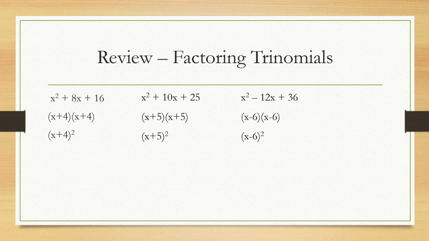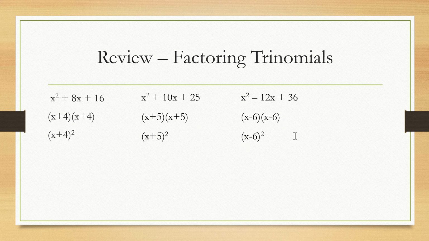Okay, and here's just another quick example. The difference here is that this term is negative. So the 2 numbers that multiply to 36 and add to -12 would have to both be negative, right? So this is going to be x minus 6 times x minus 6, which is x minus 6 squared. So for today, all the trinomials that you're going to see are going to be what's called perfect square trinomials. That means that the 2 factors here are the same. x plus 4, x plus 4, x plus 5, x plus 5, x minus 6, x minus 6. That's going to be the same.